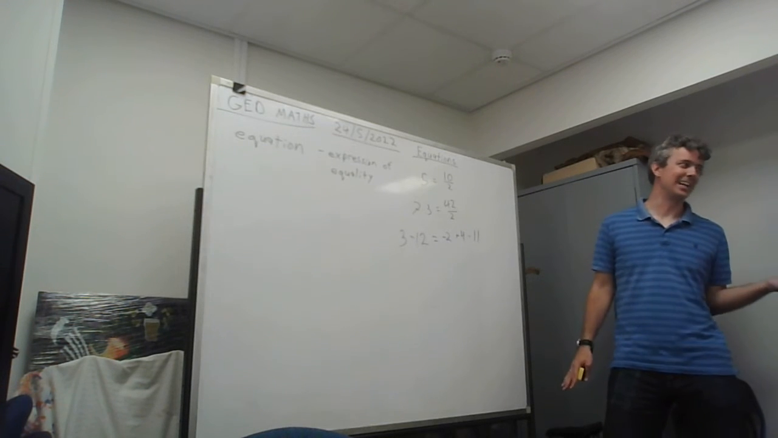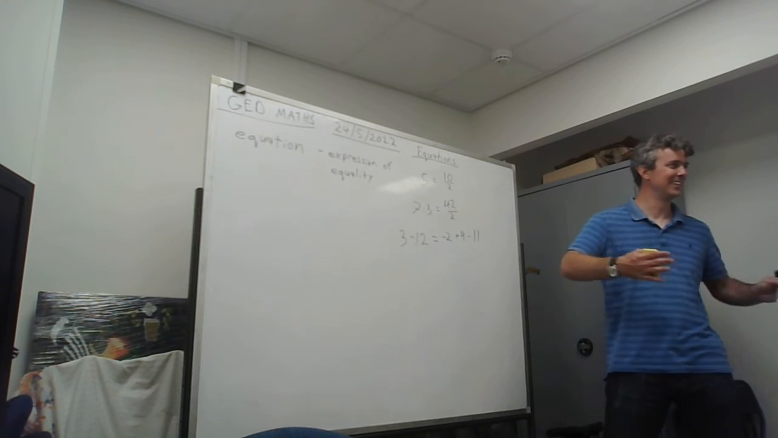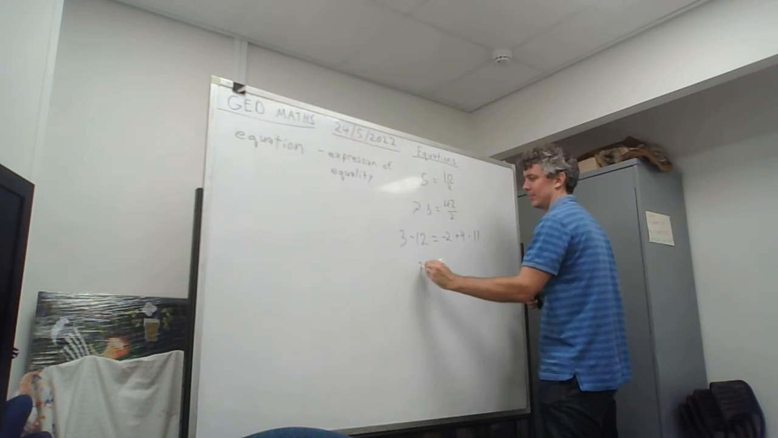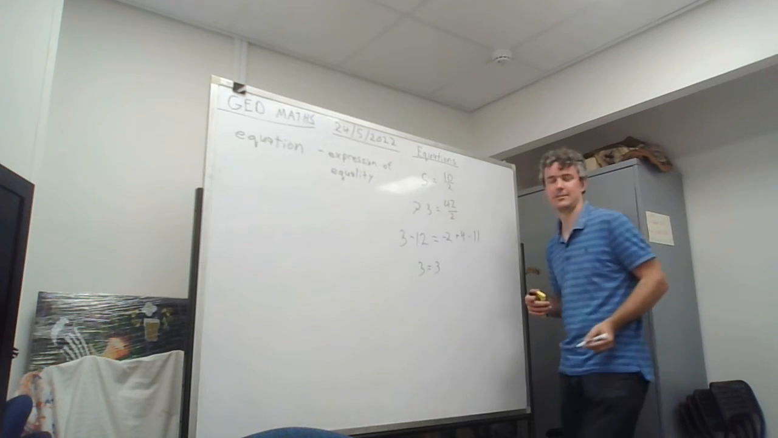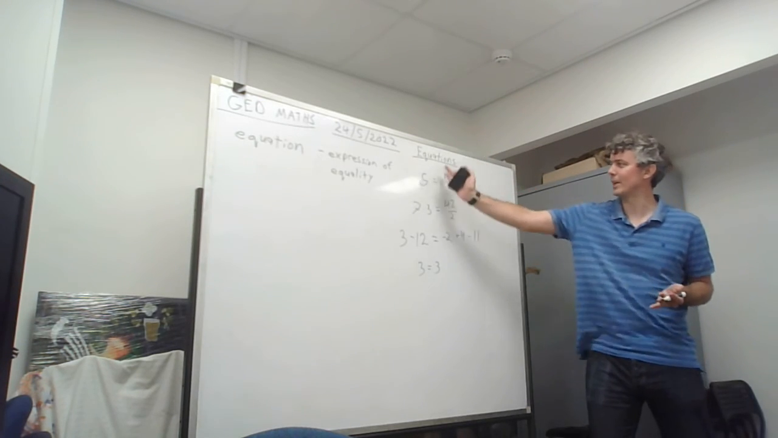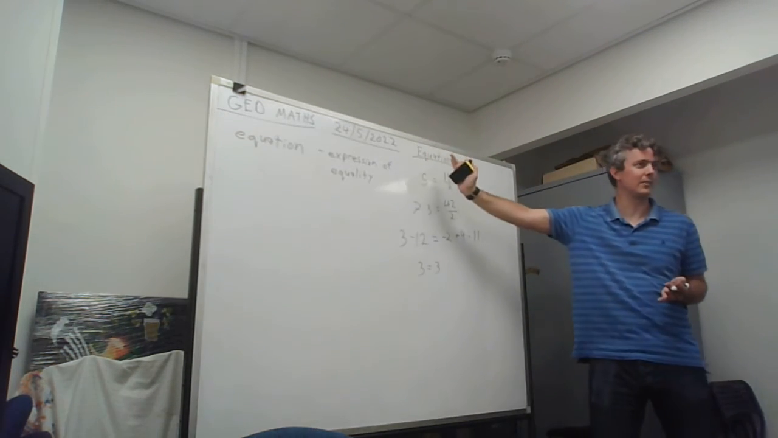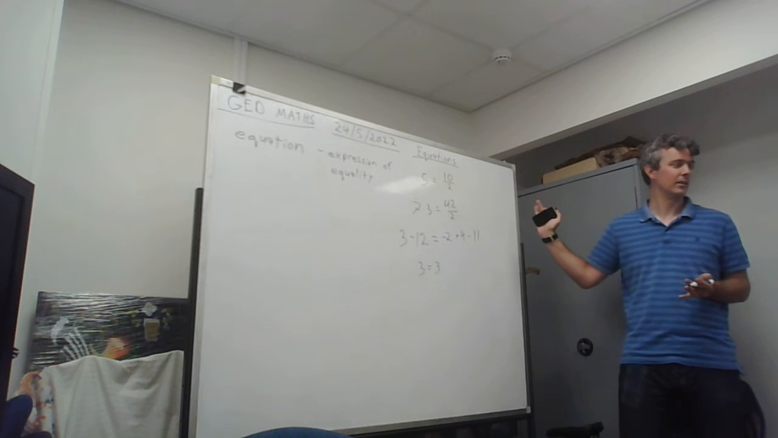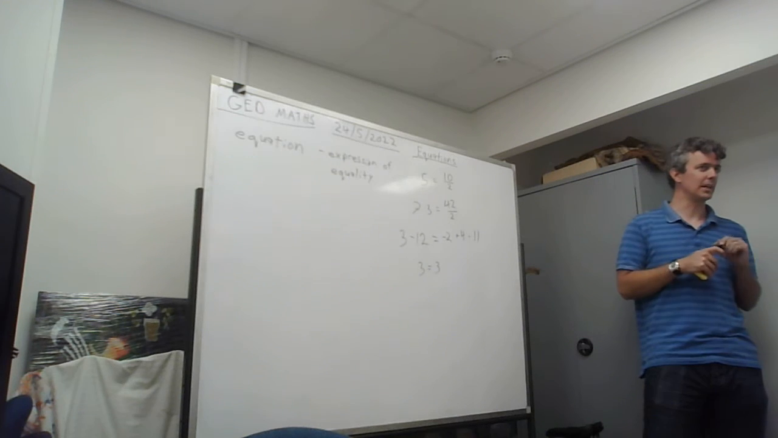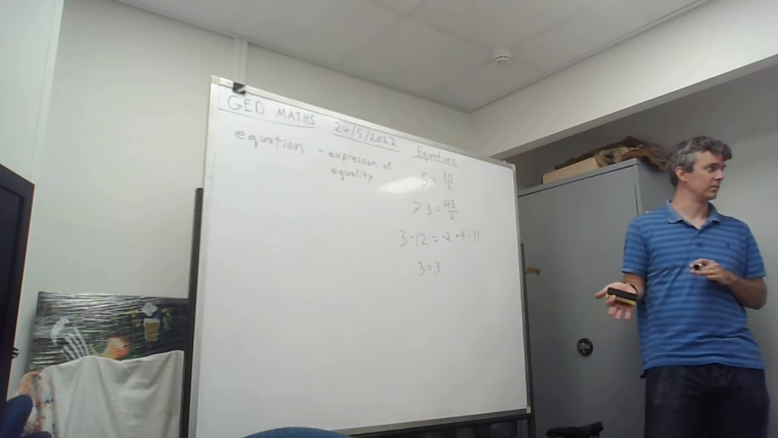Now I haven't even added algebra. Right? I'm just showing you equations in numbers. The easy one, of course, is 3 equals 3. Right? Equation. It's all the same. Basically, whatever's on the right of the equal sign is the same as what's on the left of the equal sign.